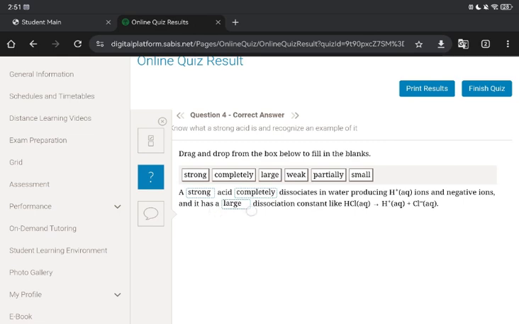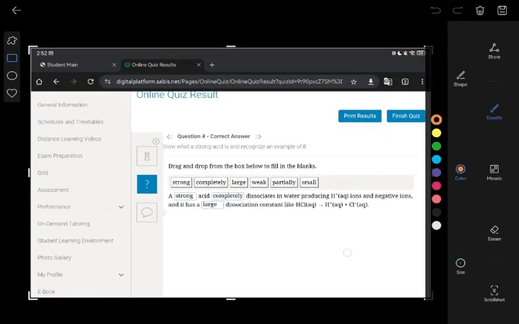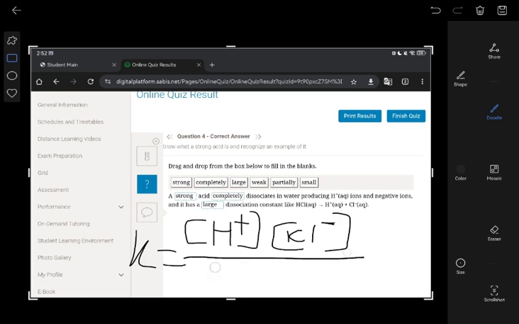Here, look, a strong acid completely dissociates in water, producing H plus and negative ions, and has a large dissociation constant like this one. The dissociation constant is really similar to the equilibrium constant. You guys remember how the equilibrium constant K works, yeah? Take the product over this. The biggest number you can possibly get is 1, yeah? But the higher the number, the stronger the acid is. The reason this one has a large dissociation constant is that it completely splits up.